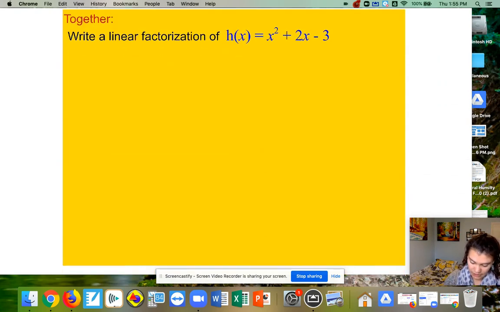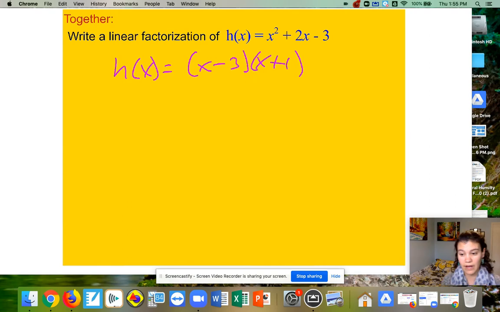So here is our same polynomial from above. We want to write the linear factorization. All that means is factor it as far as you possibly can until there's no x squareds left. It's just x's. So if we factor this, you get x minus 3, x plus 1. Nothing can be factored any further. You only have x to the first powers. You can see all your zeros from this. So this would be the linear factorization.